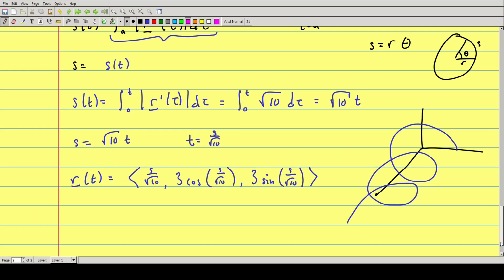Until I use the arc length parameterization, t is just some variable that tells me how to write down the functions. There's nothing special about it.